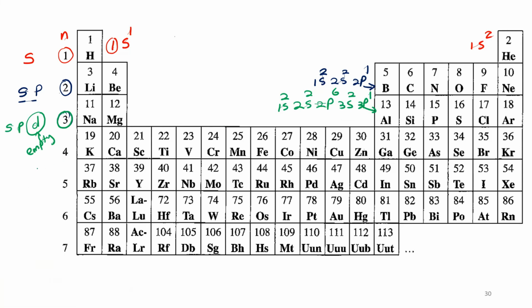We don't have to show things that don't exist, so we simply don't show it. And it's starting from level 4 that we actually start filling the d. So you have s, p, d, f. Now in this case, the f is empty.